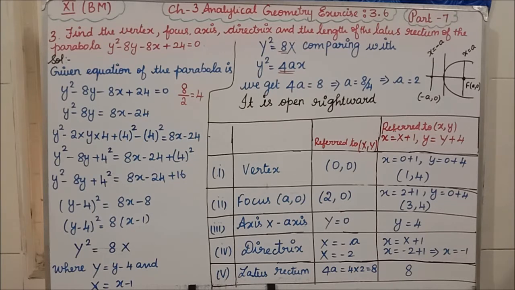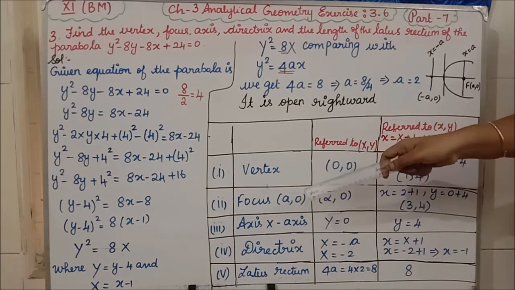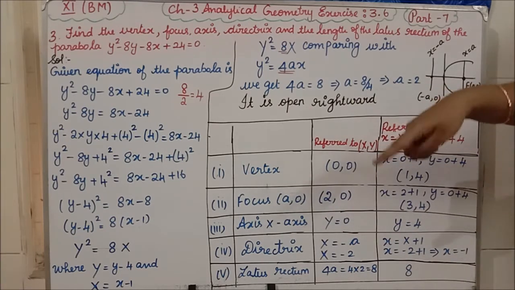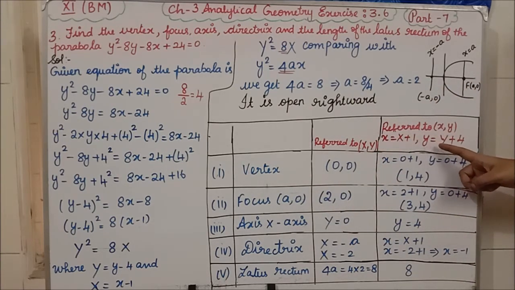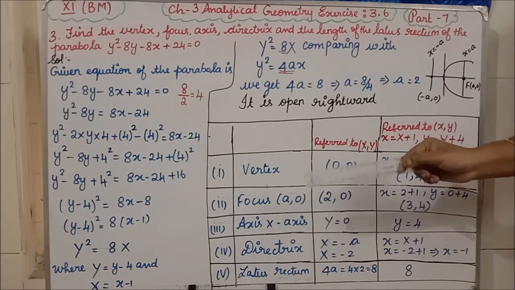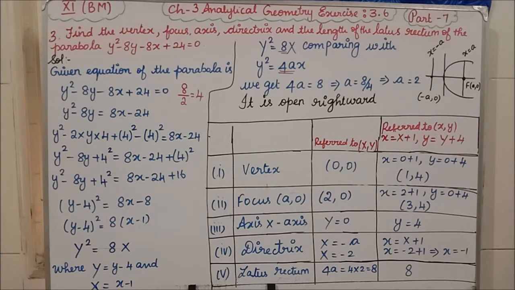Clear? So there I have capital Y equal to y minus 4. If I need small y, minus 4 will go to that side, so small y equal to capital Y plus 4. Similarly, capital X equal to x minus 1 is there, no? So that 1 goes to that side, small x equal to capital X plus 1 it will become. Isn't it? The vertex in capital X comma Y will be the origin only, 0 comma 0.